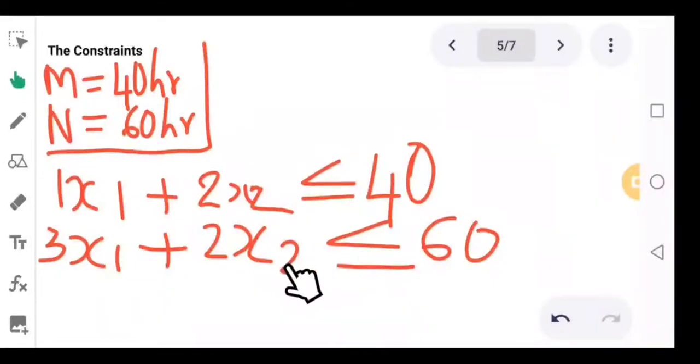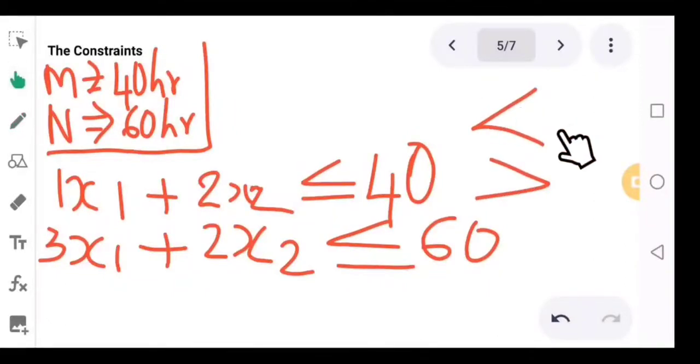And the constraint is that this total hours required at machine N will either be equal to 60 or less than 60. What they have told is it cannot be greater than 60. So the total has to be either equal to 60 or less than 60. This is the less than symbol and this is the greater than symbol. So this is what I've used here: the total has to be less than or equal to 60. That's how the constraint has come here.